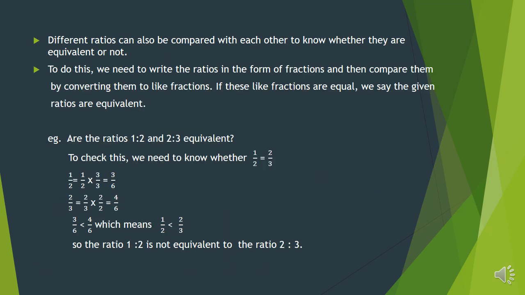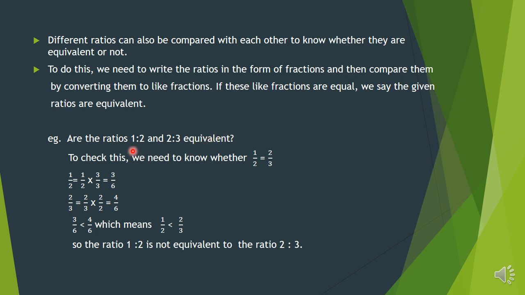Children, different ratios can also be compared with each other to know whether they are equivalent or not. To do this, we need to write the ratios in the form of fractions and then compare them by converting them to like fractions. If these like fractions are equal, we say the given ratios are equivalent. Children, these points we can understand by taking one example. Okay, are the ratios 1 is to 2 and 2 is to 3 equivalent?